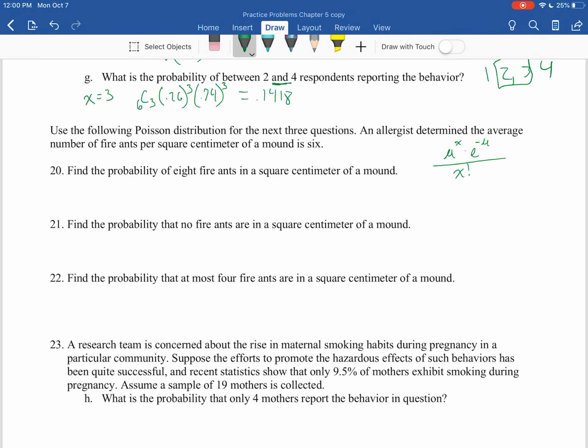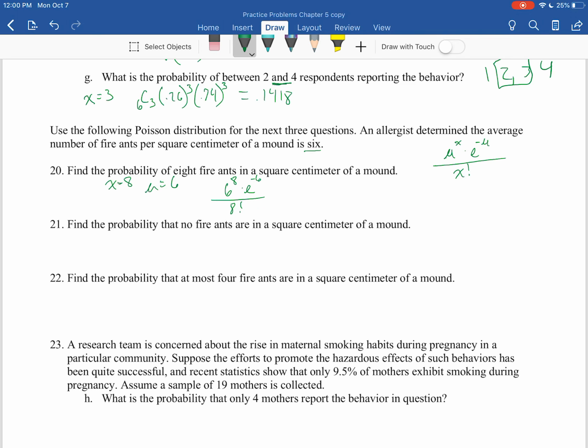We're given a lot of information in the very first part here. We're finding the probability of 8 fire ants, so our x value is going to be 8. And we're given that the number of fire ants per square centimeter of mound is 6. We know that's the average, so our mu is equal to 6. When we write it all out, this is 6 to the 8th power times e to the negative 6, divided by 8 factorial.